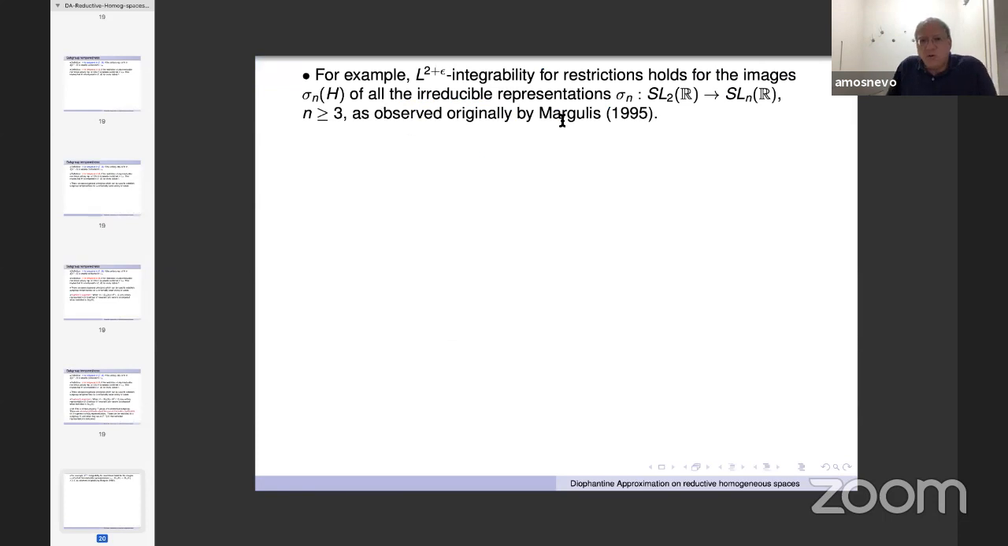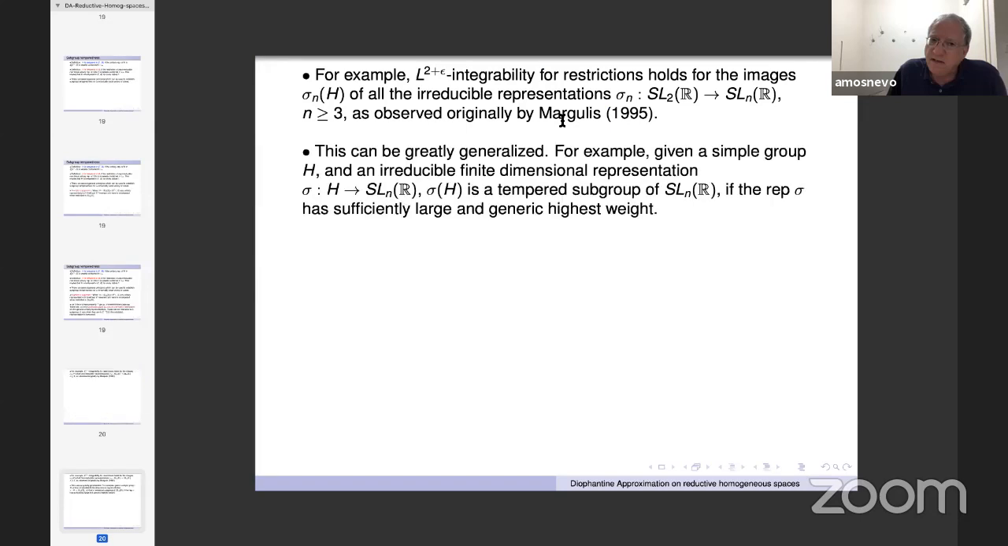For example, L2 plus epsilon integrability for restrictions holds for the images sigma(H) of all the irreducible finite dimensional representations sigma_n of SL2(R) into SL_n(R), n at least 3, and this was observed originally by Margulis for the purposes of argument. But in fact, if you think about it, this can be greatly generalized. For example, given a simple group H, for example SL3 or SL4, and an irreducible finite dimensional representation sigma of H into SL_n(R) where n is large, sigma(H) is then going to be a tempered subgroup of SL_n(R) if the representation sigma has sufficiently large and generic highest weight. And that's not very difficult to show.